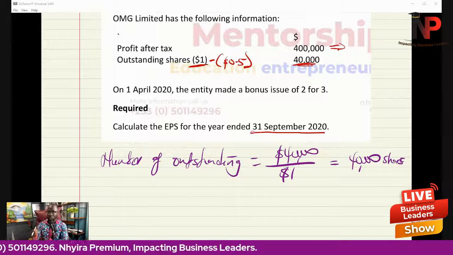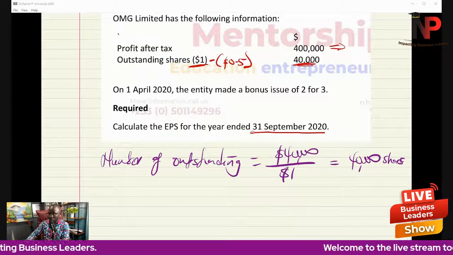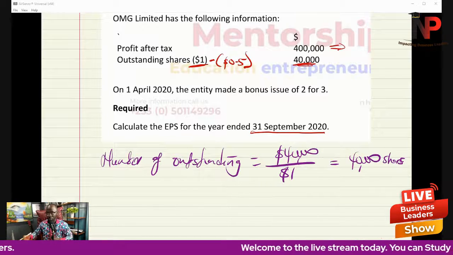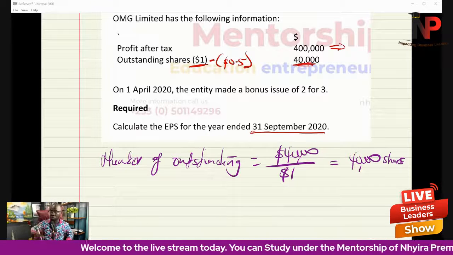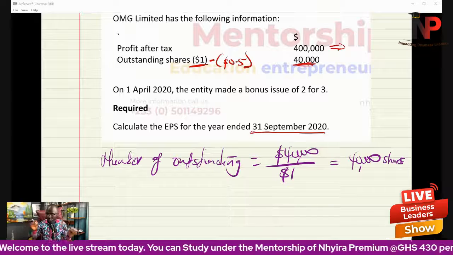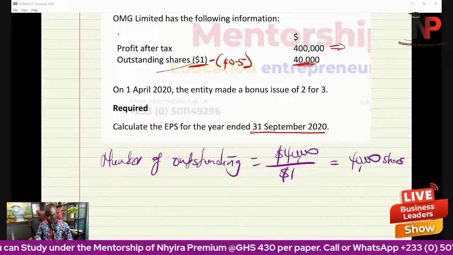But assuming it was 0.5 or 0.75, then the computation is going to be a little bit different, because we will divide the 40,000 by 0.5 or 0.75 to get our number of shares. So be mindful of the nominal value. This is called the nominal value of the shares.